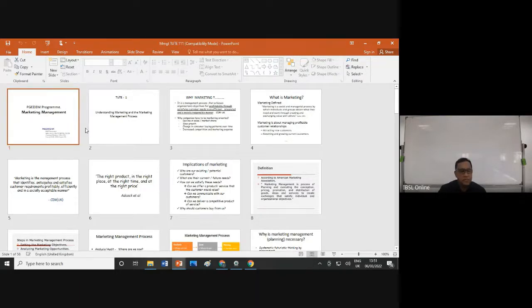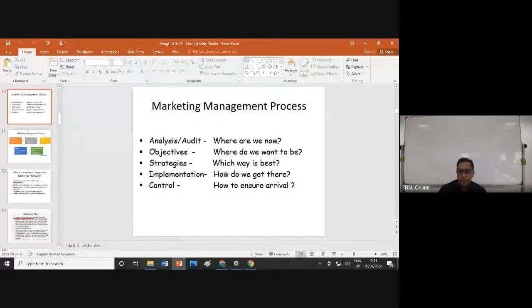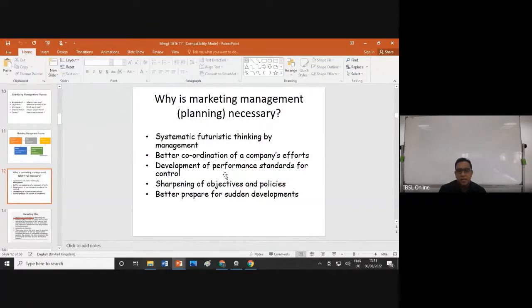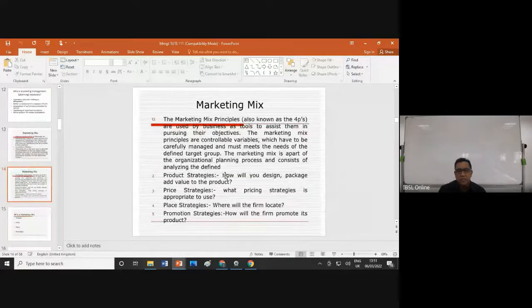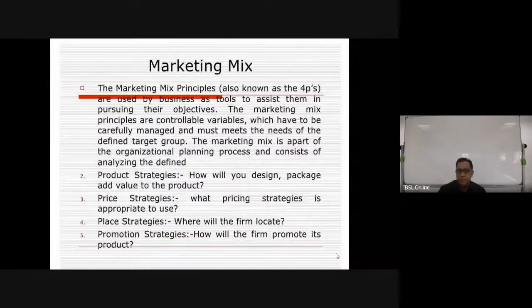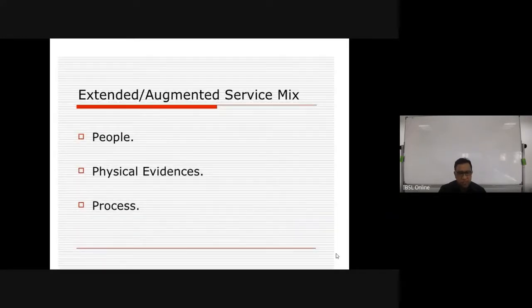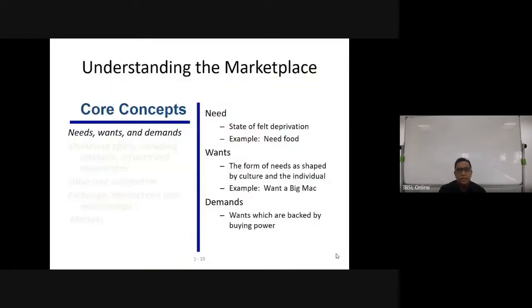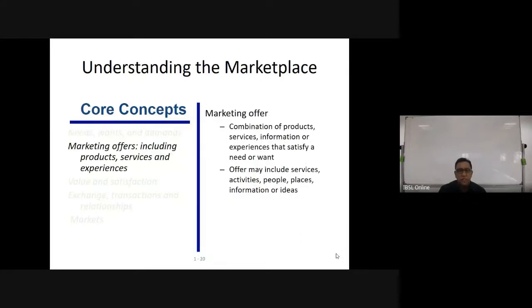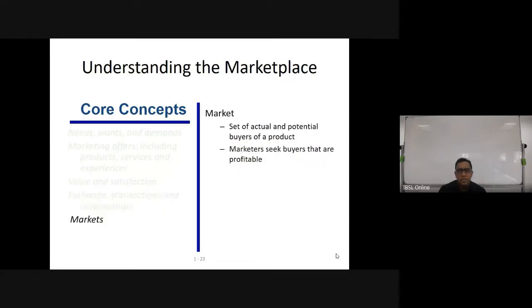What we did last week was we tried to understand marketing concepts and a few other definitions of marketing, and also we looked at the marketing management process, right? Then why marketing management or marketing planning was necessary for a business, and we then introduced the marketing mix elements, that is the 7 P's: product, price, place, promotion, people, physical evidence, and processes. And core concepts of marketing: needs, wants, and demands. And then marketing offer, value, satisfaction, market.